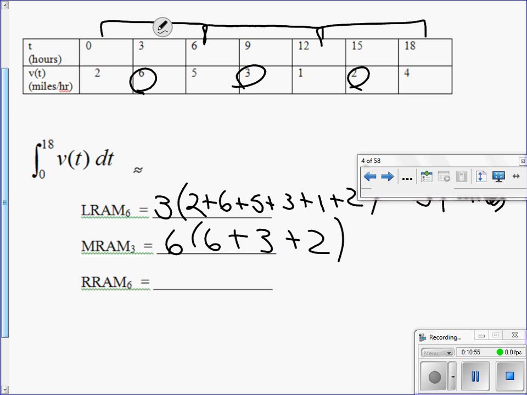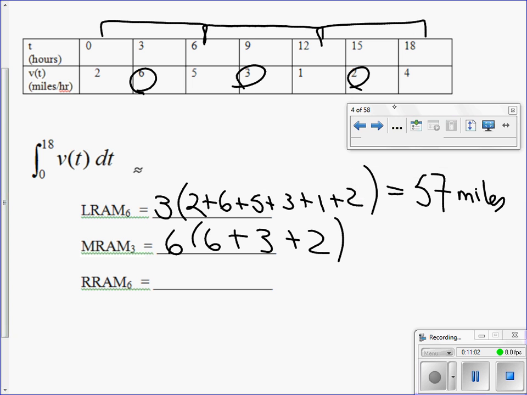So we add up the heights, multiply by 6, and what do we get? 66. And again, because we're approximating a definite integral, we multiply the units, and that gives us miles.